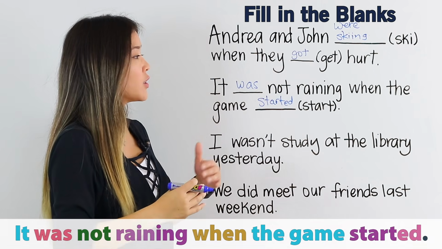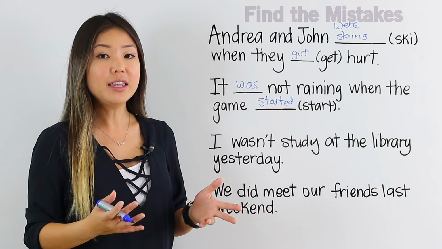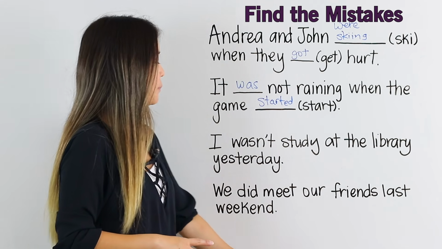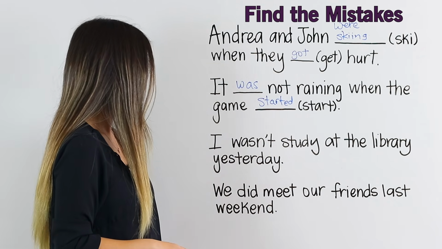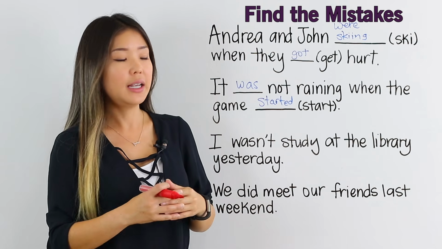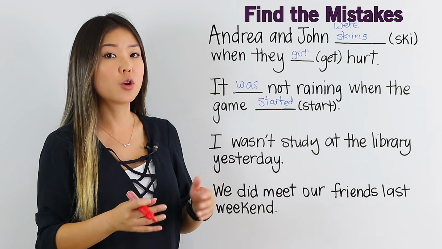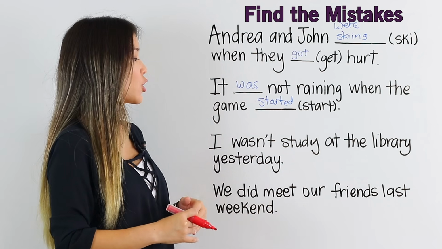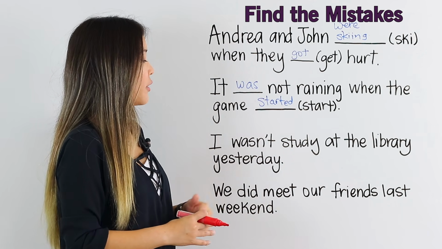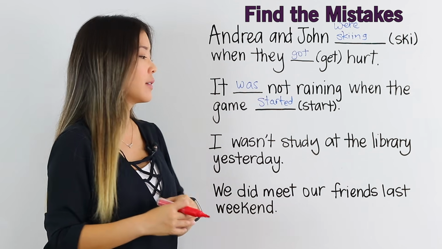Was. It was not raining when the game started. Now, find the mistake in the next sentence. I wasn't studying at the library yesterday. The subject here is I, and so the be verb was is correct. Here, there's a contraction, I wasn't, for I was not.